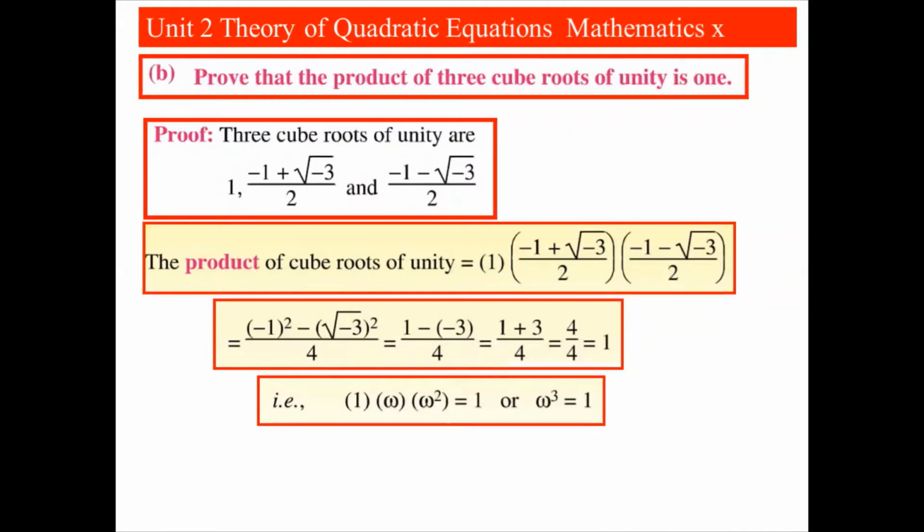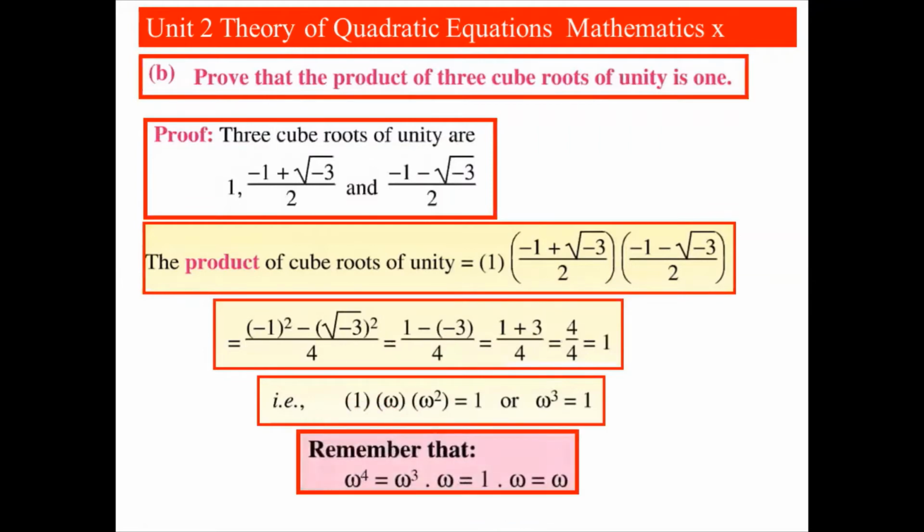So if we have the power of omega greater than 3, then we can write that in terms of omega cube. So for example, if we have omega 4, then we can write this as omega cube and omega. So omega cube is equal to 1, so we have omega. So each power of omega can be written as 1, omega or omega square.